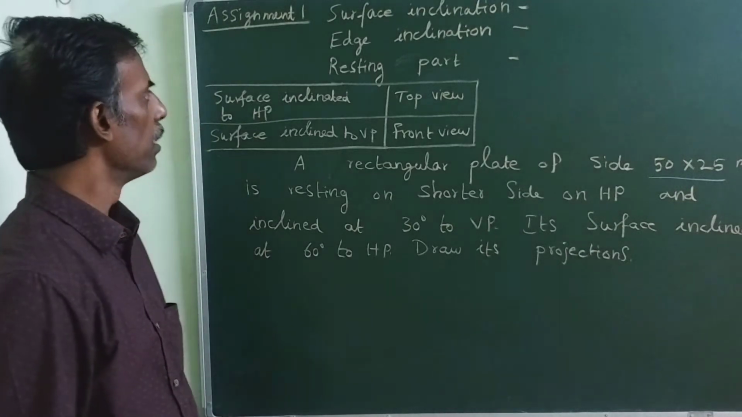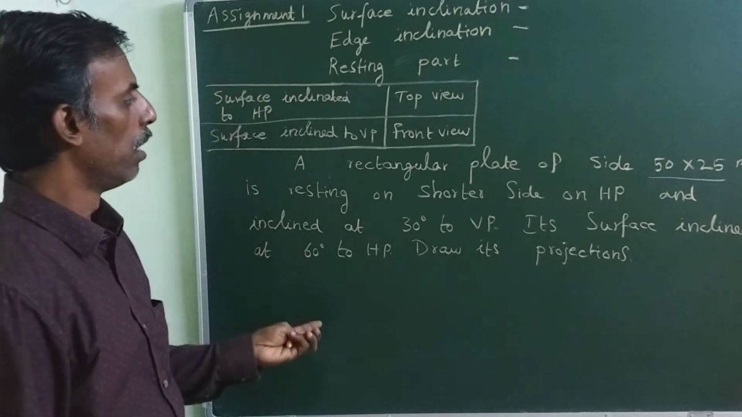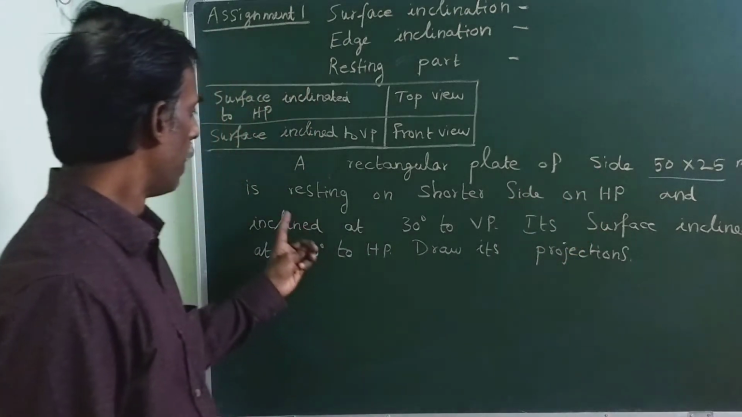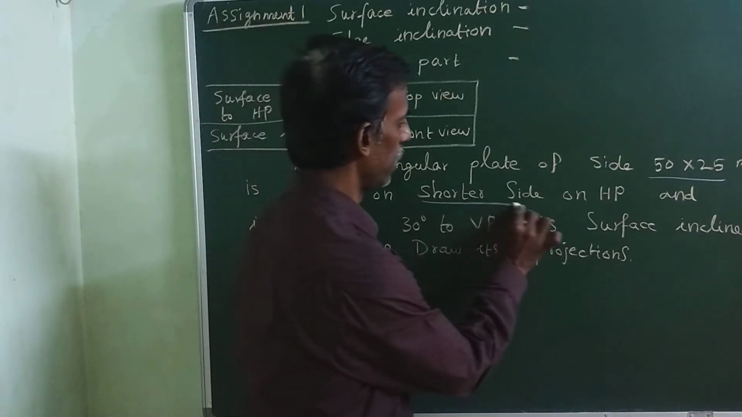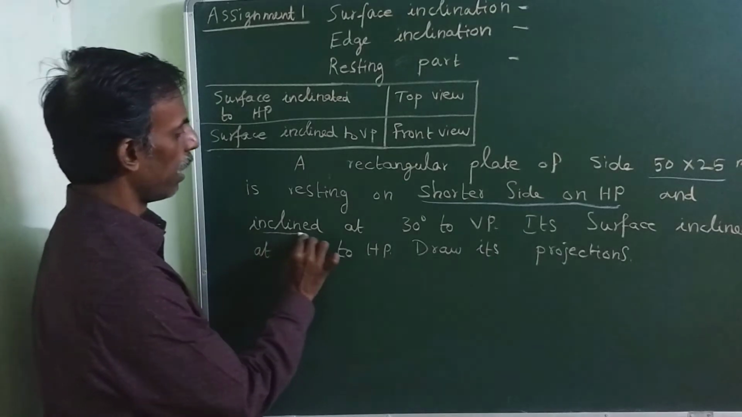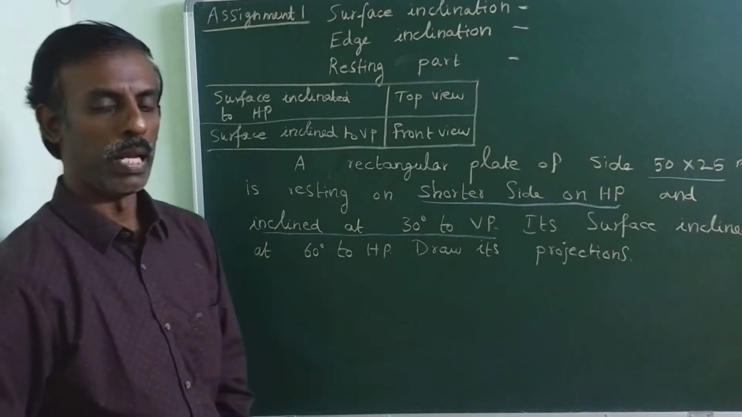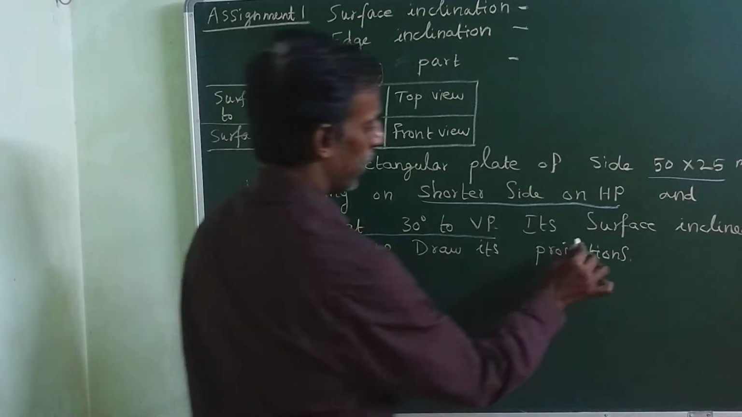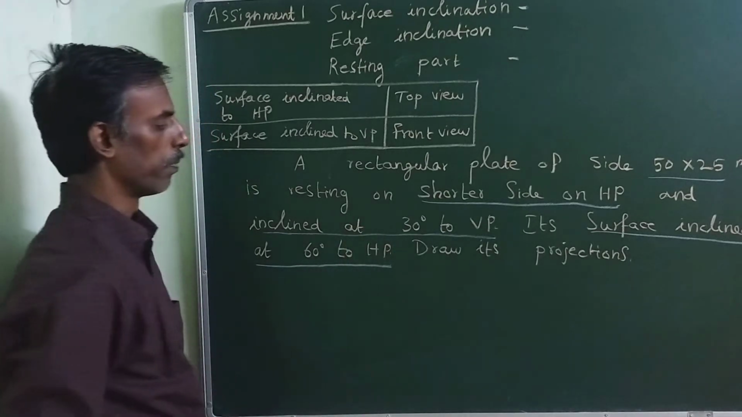Good morning, students. In this lecture, we are going to see assignment problem number 1. A rectangular plate of side is given, resting on shorter side on the HP. So, shorter side is lying on HP and inclined at 30 degree to VP. That shorter side is inclined 30 degree to VP. Then surface inclined at 60 degree to HP.